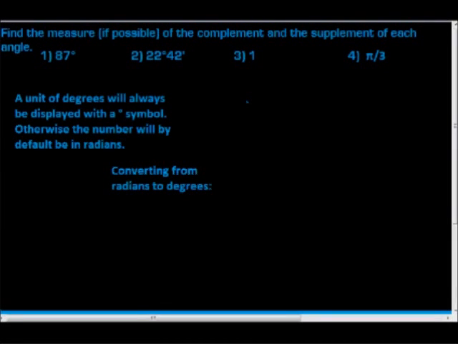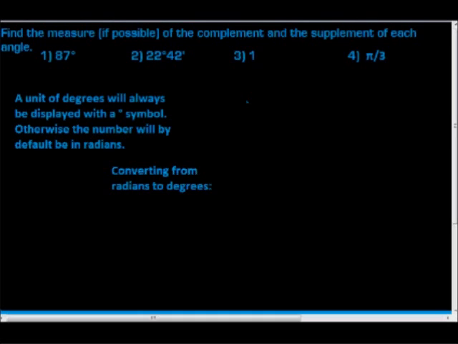Okay, so here we have problem number 3. And the problem is that we don't really know what it is, except for the fact that it doesn't have a degree symbol. So any unit that is going to be in degrees will have a degree symbol. Otherwise, the number will be, by default, in radians.